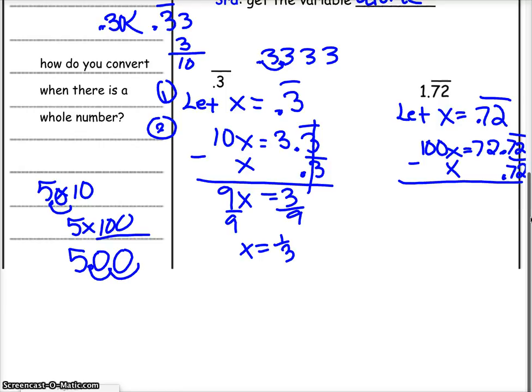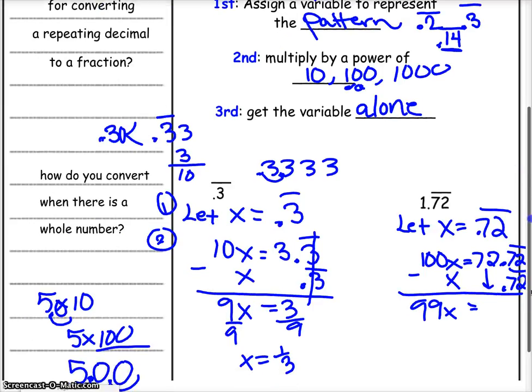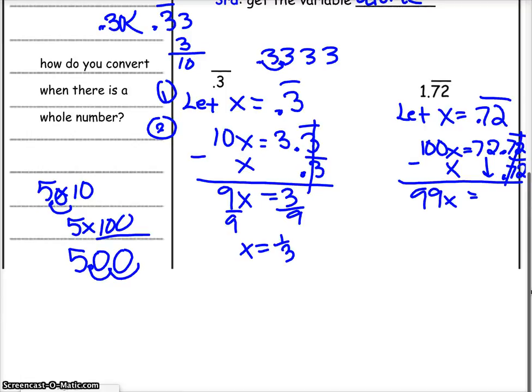100x, take away an x, I'm left with 99 x's. The 72 comes down because the pattern crossed out. Now to get x alone, I have to divide through by 99. X is equal to 72 over 99.